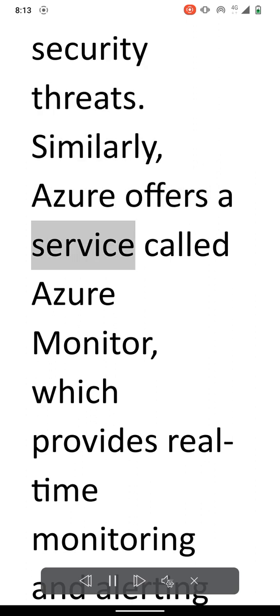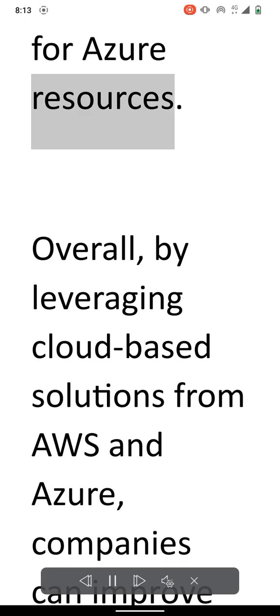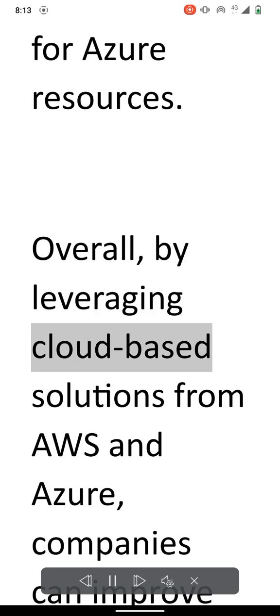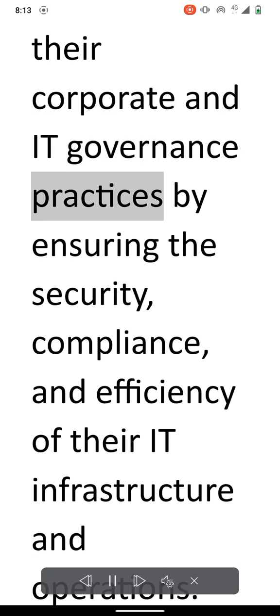Similarly, Azure offers a service called Azure Monitor, which provides real-time monitoring and alerting for Azure resources. Overall, by leveraging cloud-based solutions from AWS and Azure, companies can improve their corporate and IT governance practices by ensuring the security, compliance, and efficiency of their IT infrastructure and operations.